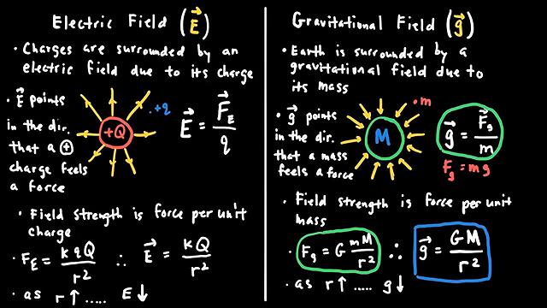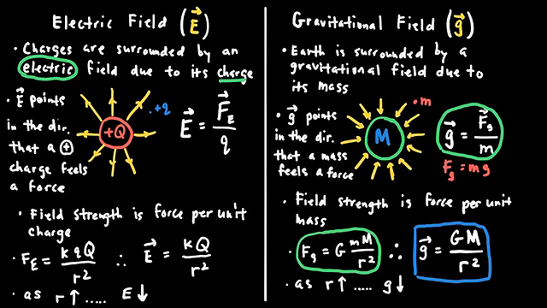Now looking over at electric field, we hopefully can observe a bunch of similarities. So charges are surrounded by an electric field due to their charge. Earth was surrounded by a gravitational field due to its mass. Charges are surrounded by an electric field due to their charge. There were masses being pulled down to Earth for the gravitational field, and so we said that the force that they feel toward the Earth was going to be the direction of the gravitational field. And now for the electric field, we define the electric field to be pointing in a direction that a positive charge would feel a force.